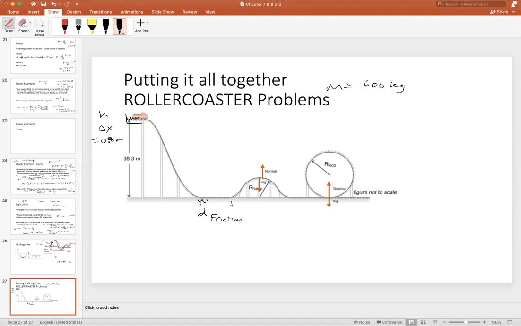The only region with friction is here, and this is going to be some delta x, which is d, which is whatever you want to call it. I'm not going to put numbers in, so I'm not going to talk too much about this, but we're going to assume a couple things first, and that is that at any point that we care about, the normal force is mg.